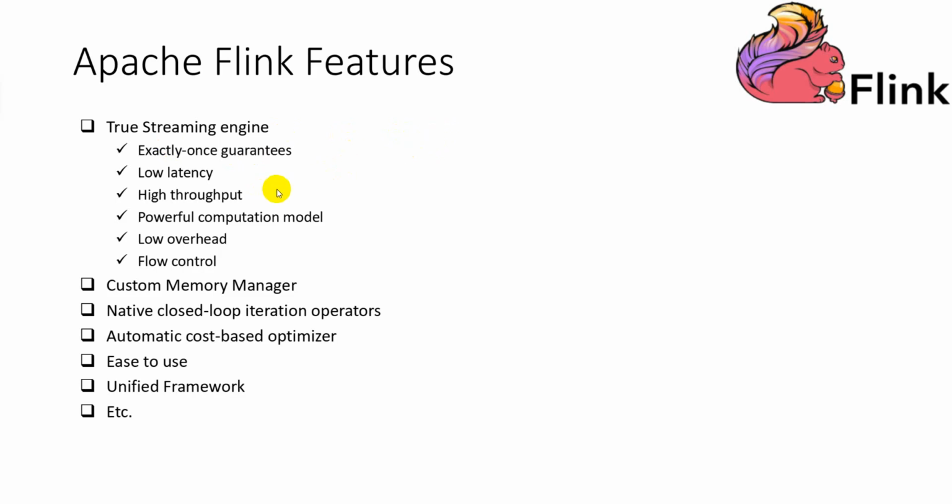High throughput: as data grows, pushing the large amount of data through the pipeline is critical. Powerful computation model: the framework should offer a programming model that does not restrict the user and allows a wide variety of applications. Low overhead: this is required for the fault tolerance mechanism in the absence of failures.